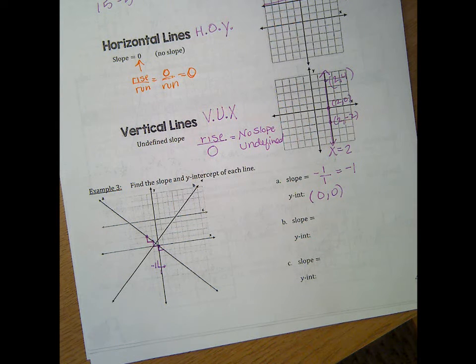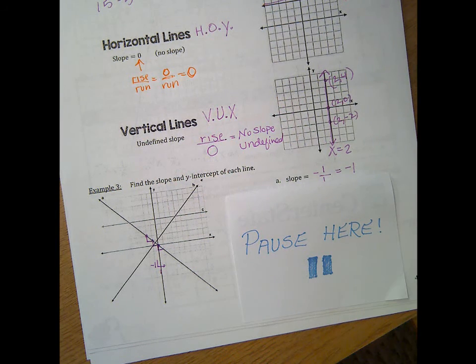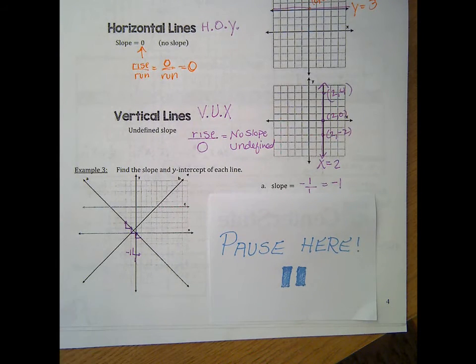For line B, pause here for B and C, find the slope and the y-intercept, and then check and make sure you get them right.